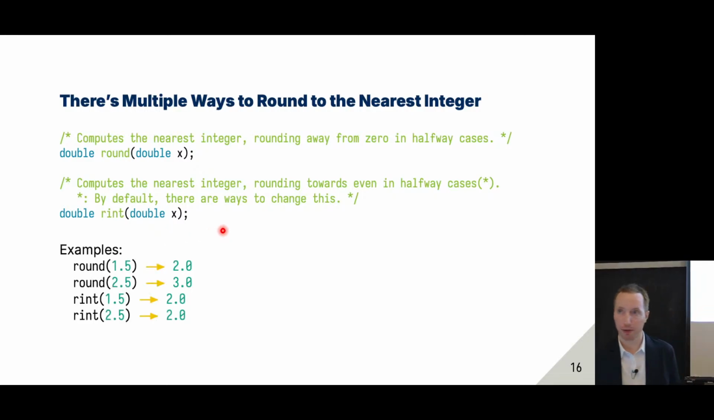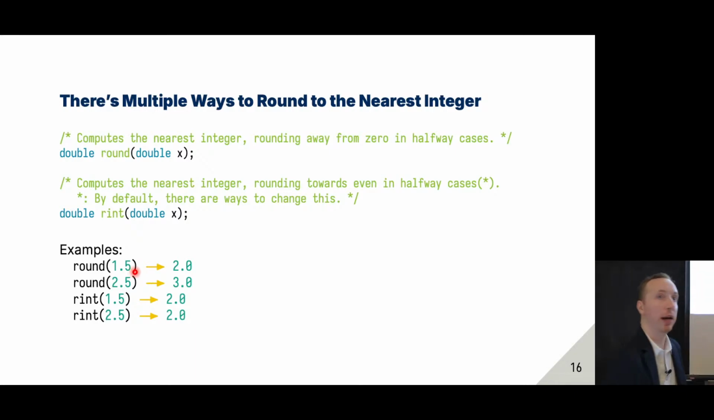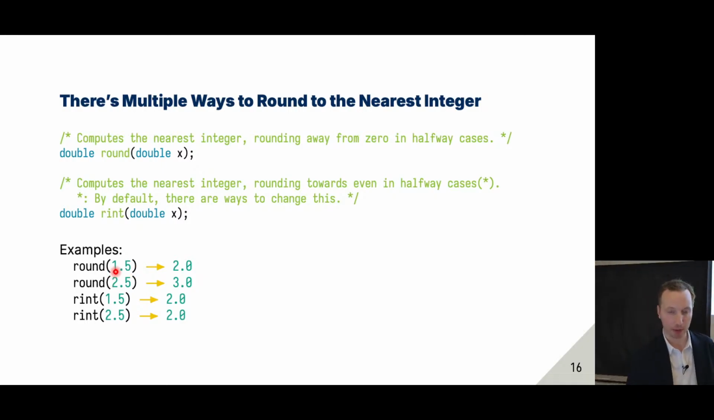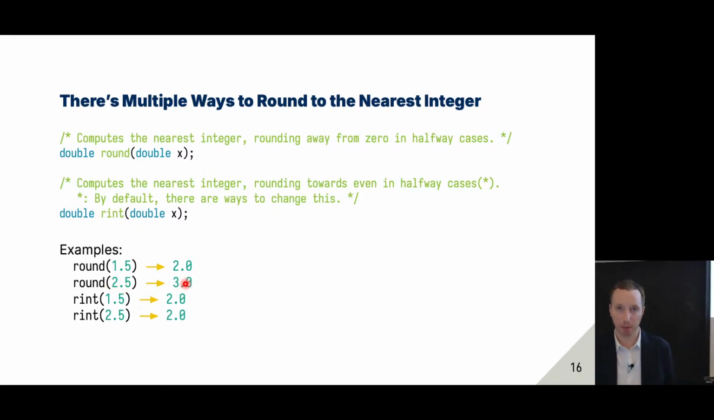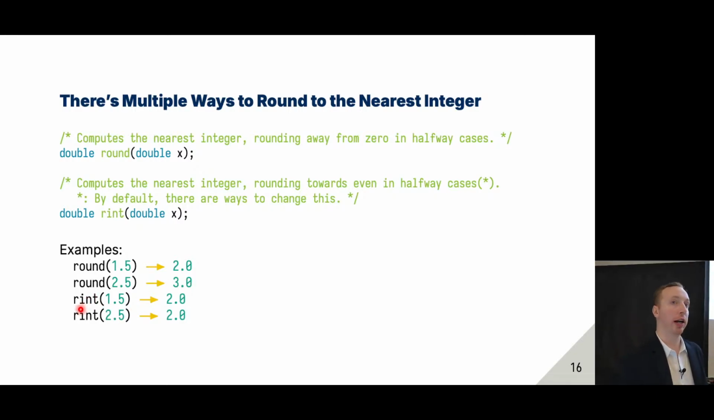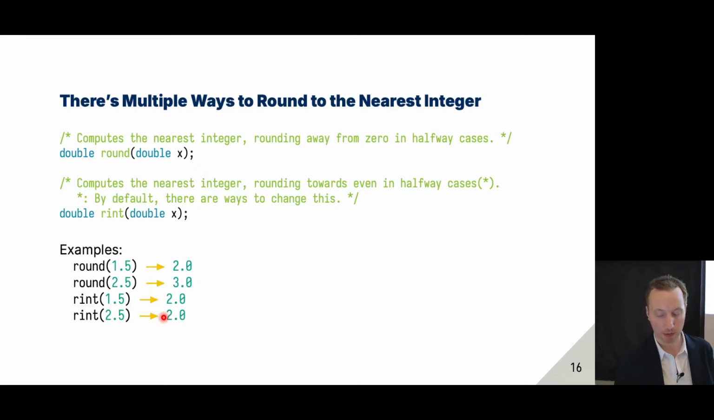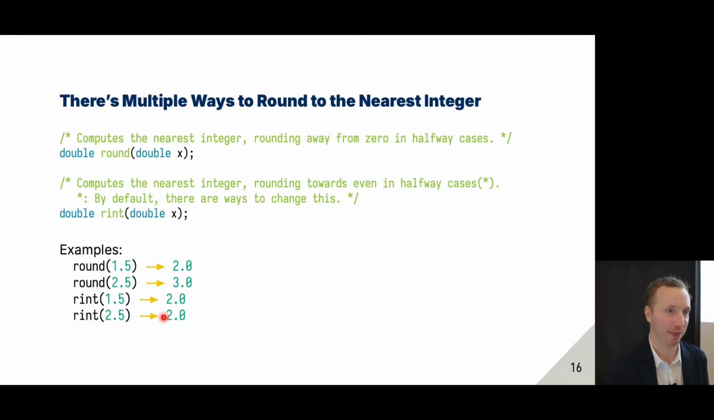So here's an example to show the difference. Round 1.5 always rounds away from 0, so it will round up. If it was negative 1.5, it would round away from 0 to negative 2. If I have 2.5, again, round goes up to 3.0. If I do rint, the default rule is to round to the nearest even number. So 1.5 rounds to 2, 2.5 rounds to 2. Any questions about that? All right, just something you have to know because that's how it works.